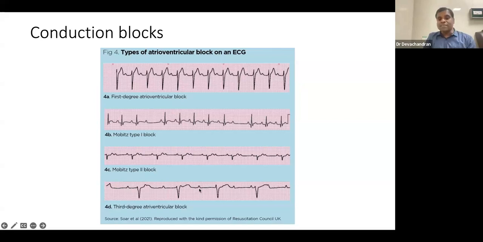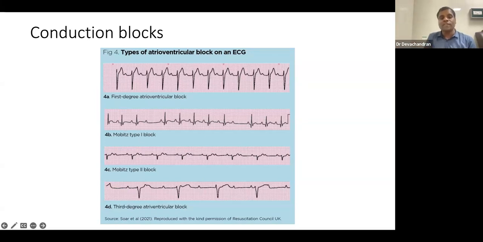The easy one at the bottom is where P and QRS are divorced. P is going at a separate rate, QRS is going at a separate rate. And that is third degree heart block. Any block in between, like the dropped beats here, where there's a P, there's no QRS, there's a P, there's no QRS, is called second degree heart block.